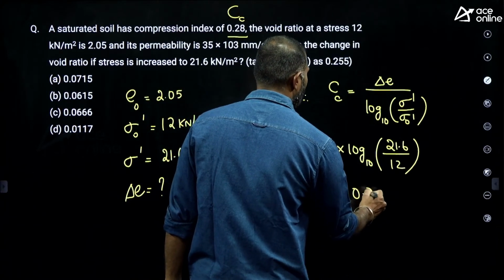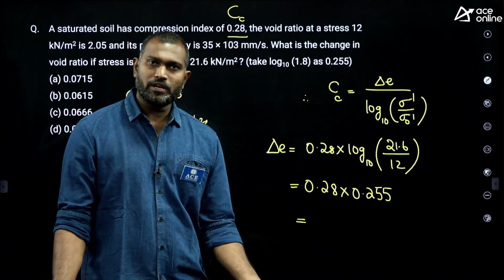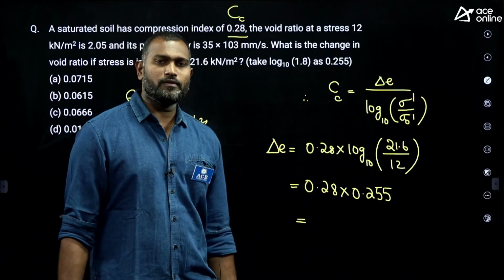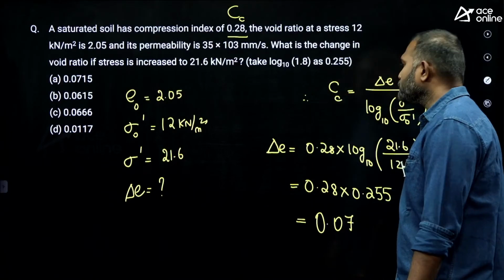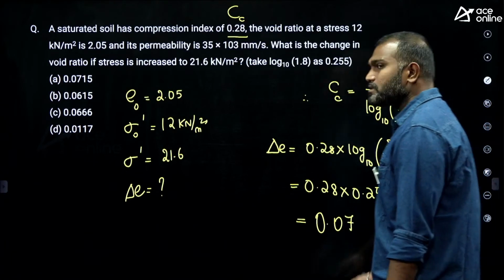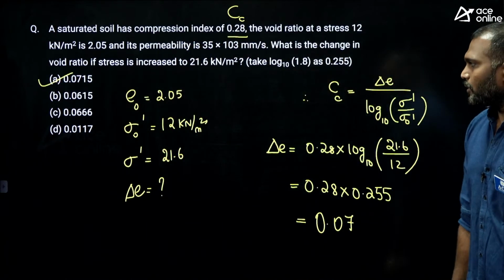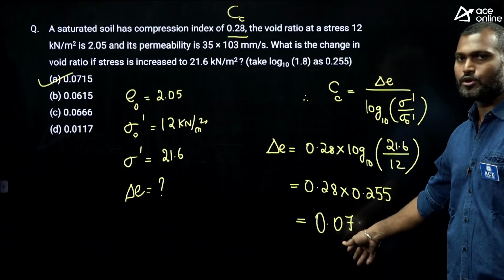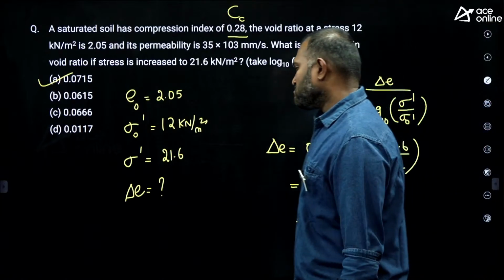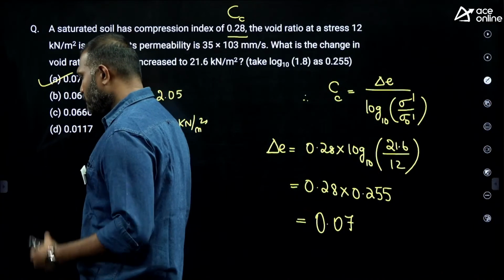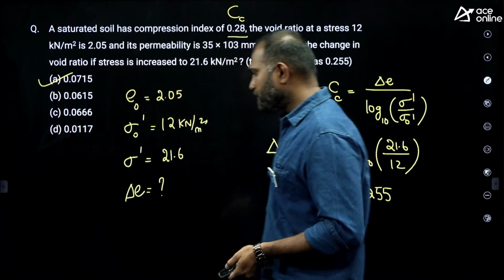0.28 into 0.255. 0.25 is almost 1/4, right? 0.25 is 25%, 1/4. What is 1/4 of 0.28? It is somewhere around 0.07. So the correct answer is 0.0715. I don't have a calculator, so I'll be going without using the calculator. The correct answer would be 0.07. Okay, so that's the answer. The answer is option A. Nobody has given the correct answer yet. So the correct answer is option A.